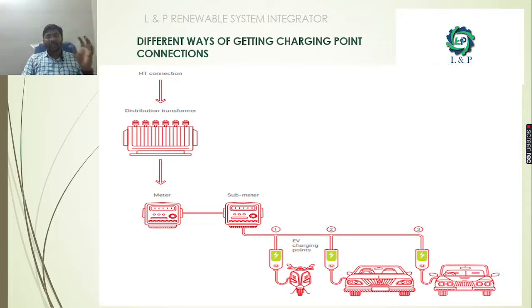So as we told earlier, if you're going for a high tension line, then you need to go for a distribution transformer. From the distribution transformer, with the help of the meter and the submeter, from the submeter you can connect with all your electric vehicle charging points.